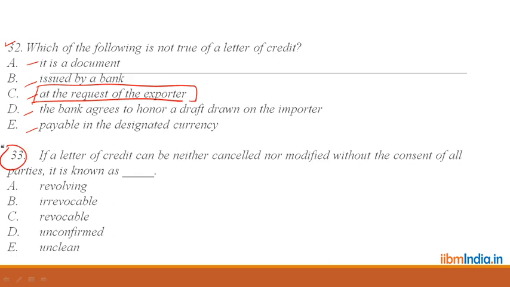Question number 33. If a letter of credit can be neither cancelled nor modified without the consent of all parties, it is known as revolving, irrevocable, revocable, unconfirmed or unclean. That is called irrevocable. B is the correct answer.